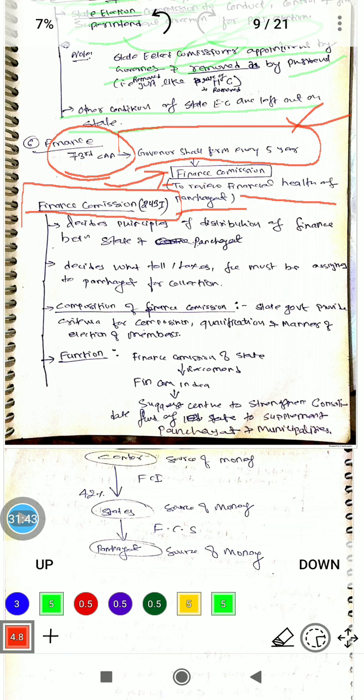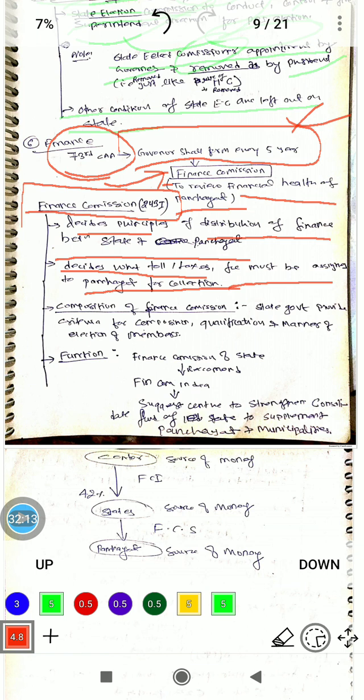It decides the principles of distribution of finance between the state and the panchayat. So what will be the distribution of the finance between the state and the panchayat? This will be decided. It also decides what taxes, tolls and fees must be assigned to the panchayat for collection. That is decided by the Finance Commission.